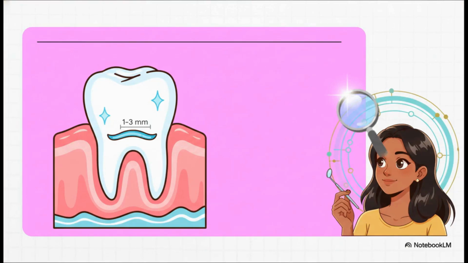Now, in a perfectly healthy mouth, this little space is called the gingival sulcus. I want you to think of it like a tiny, shallow moat right around your tooth. The magic number here is 1 to 3 millimeters deep. That's our healthy baseline, a clear sign of happy, well-attached gums. This is our starting point for everything we're about to cover.